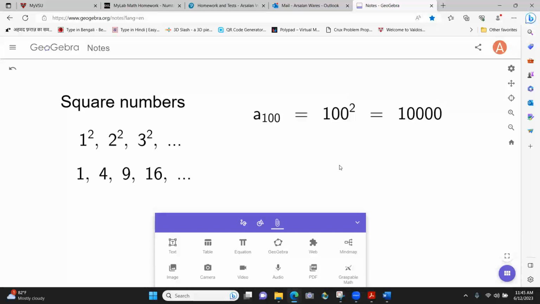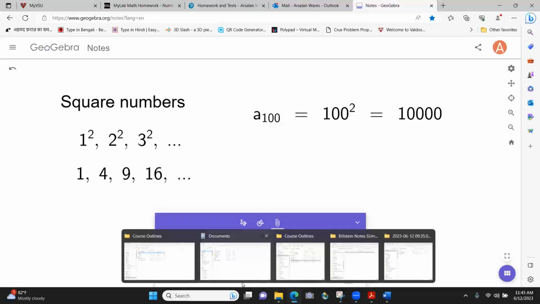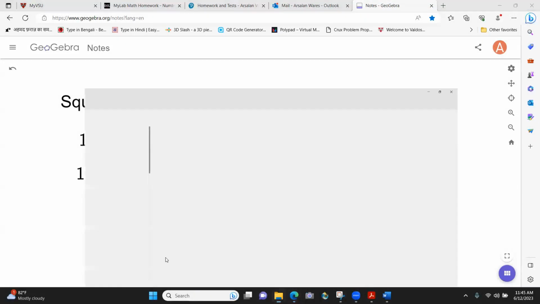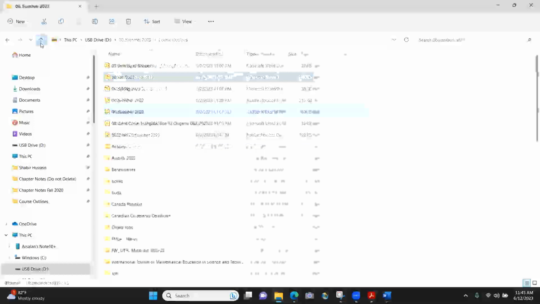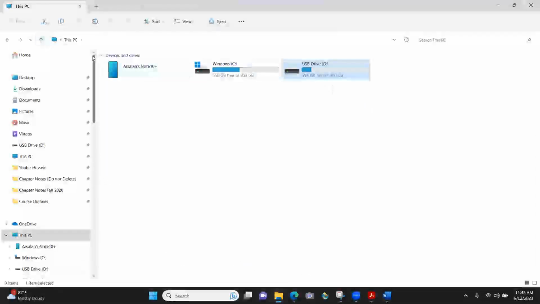Okay, guys, so far we have talked about the geometric sequence. We have talked about square numbers. We have something else called triangular numbers now. For that, I have to go to my notes. It's in your book, and my notes are really the same. But let me access it.